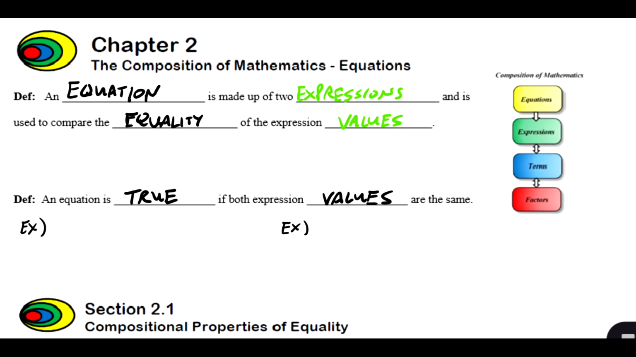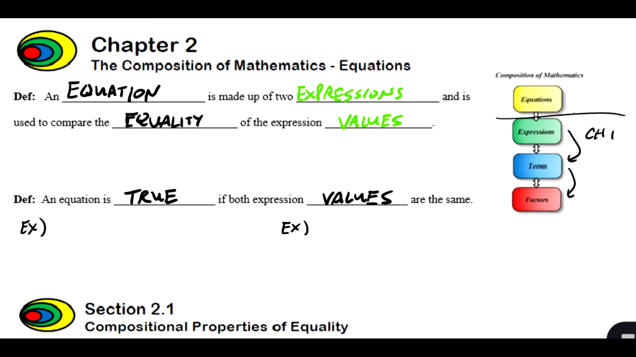All right. So in chapter 2, we're going to be talking about equations, which basically is the next step in our composition of mathematics. So in chapter 1, we learned that expressions are made up of terms and terms are made up of factors. So all we did in chapter 1 was just talk about the composition of expressions.